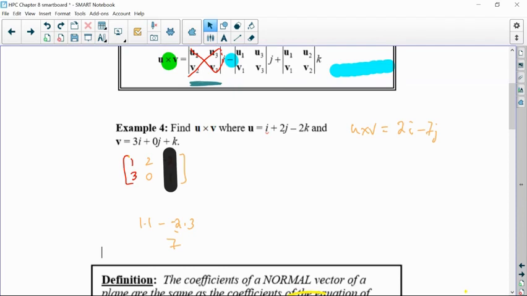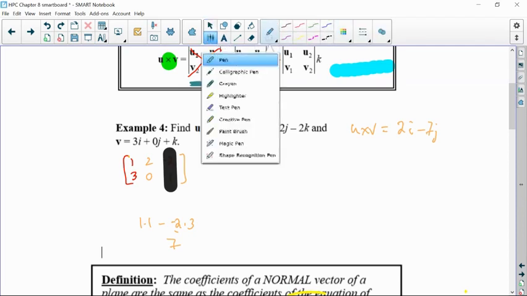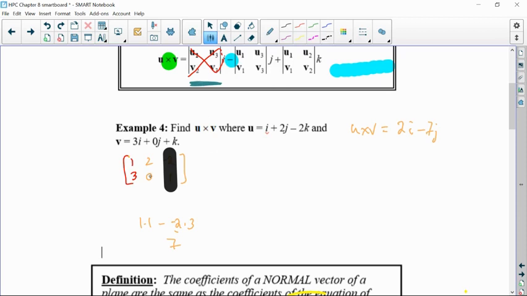So now I would do 1 times 0 minus 2 times 3. So 0 minus 6, or -6. So that's my last component. So 2i minus 7j minus 6k. So this is the cross product.